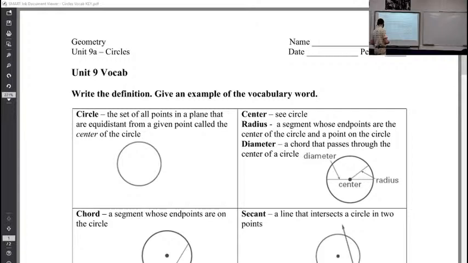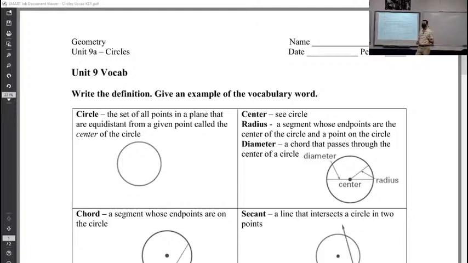First off, the set of all points. A set is basically a collection of things. So it is saying every single point in a plane, so that means we're talking about a two-dimensional surface, a two-dimensional space here. In a plane, so we're collecting every point on this two-dimensional surface that is equidistant from a given point called the center.